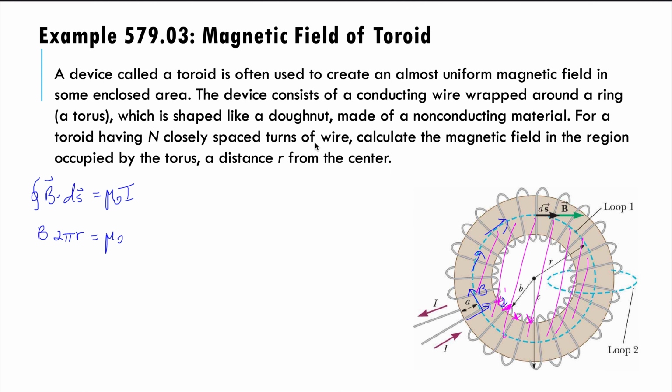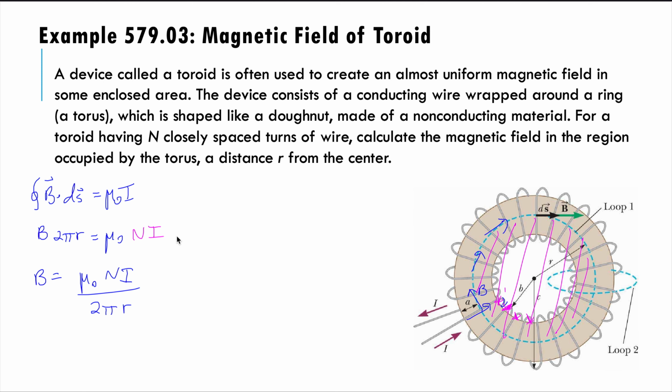So if the toroid is carrying a current I, then the total current that is penetrating is going to be N times I, right? However many loops there are that are penetrating. And now we can solve for the magnetic field, the magnitude of it in this region, distance r from the center within this toroidal shape: mu naught N I over 2 pi r.